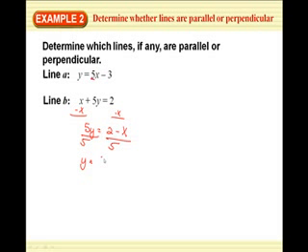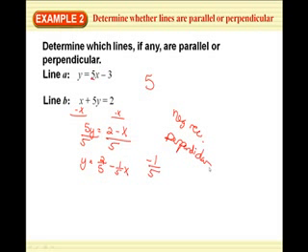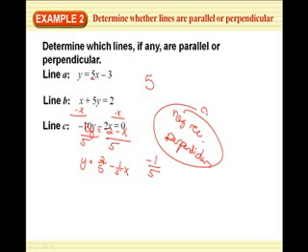Y equals, I'm going to go ahead and divide that out, 2/5 minus 1/5 x. So this one has a slope of 5, and this one has a slope of negative 1/5. Those are negative reciprocals of each other, so those lines are perpendicular. So A and B are perpendicular.